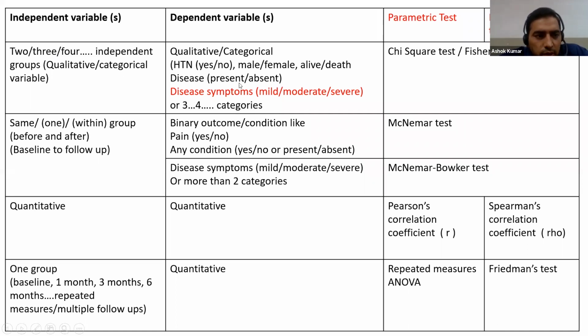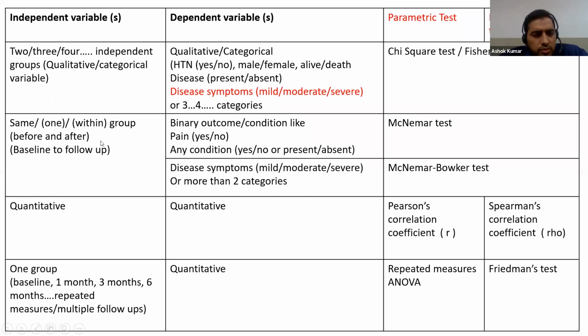I have already discussed that for 2, 3, or 4 independent groups, qualitative or quantitative in nature, the dependent variable is qualitative or categorical, for example, hypertension yes or no, male or female, alive or death, disease present or absent, or disease symptoms mild, moderate, and severe, or maybe 3 or 4 and more categories. So we have to use the chi-square test or Fisher-exact test. Where to use chi-square and where to use Fisher-exact, we will discuss.